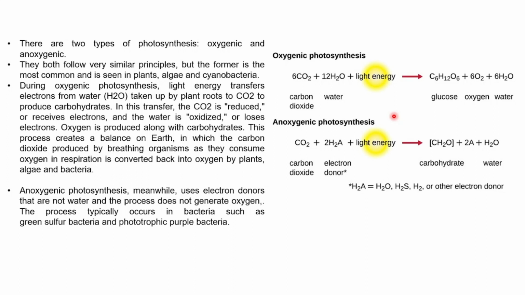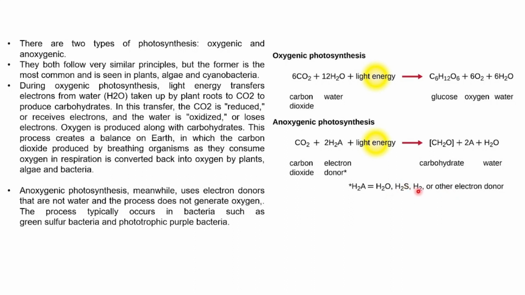Apart from oxygenic photosynthesis, there is anoxygenic photosynthesis, which uses electron donors that are not water, and the process does not generate oxygen. This process typically occurs in bacteria such as green sulfur bacteria and phototrophic purple bacteria. You can see here that water is not the electron donor, it's H2A. H2A stands for any electron donor.